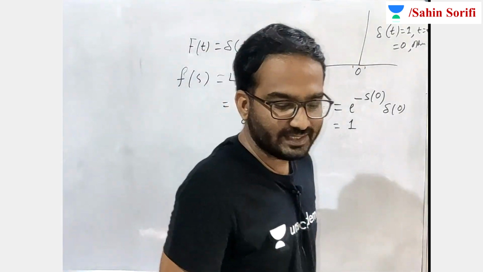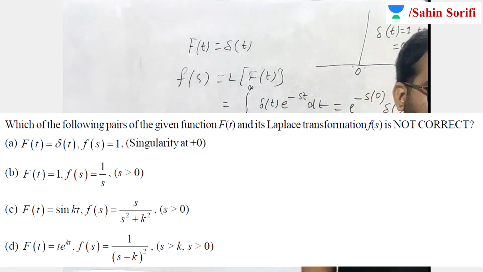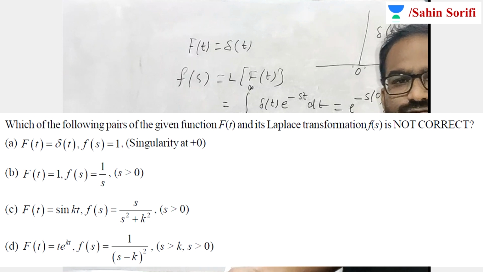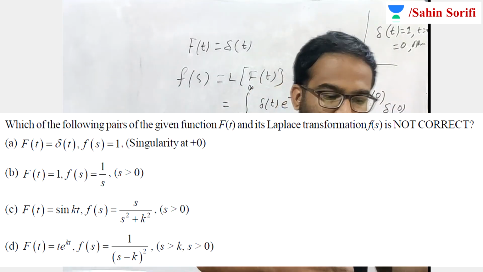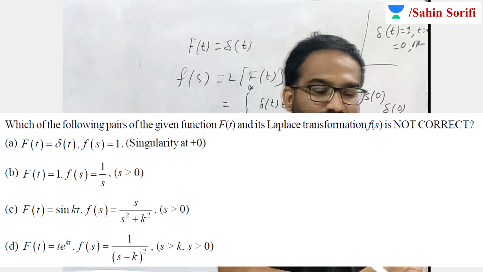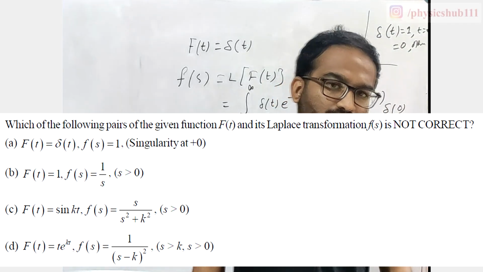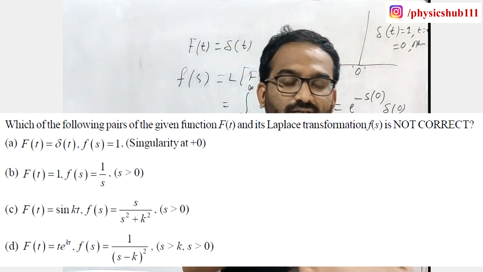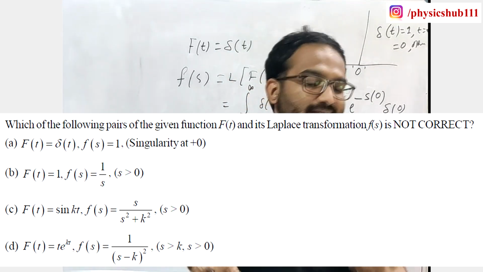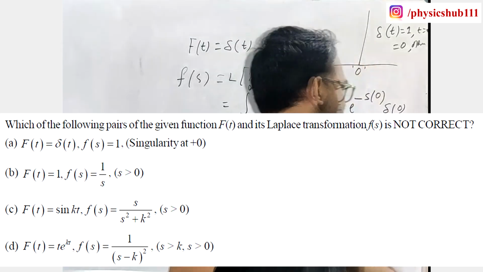Let's move towards the next option. f(t) equals 1, F(s) equals 1 by s. This is from the standard formula. Laplace transform of 1 is 1 by s. This is also correct. Third one, Laplace transform of sin kt equals s by s square plus k square. But you know that the Laplace transform of sin is a constant divided by s square plus k square. But here it is given s. So this is the incorrect option.